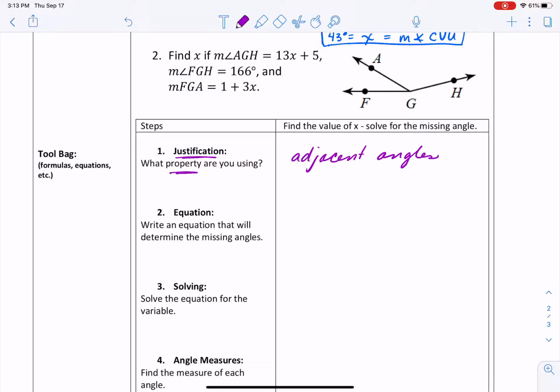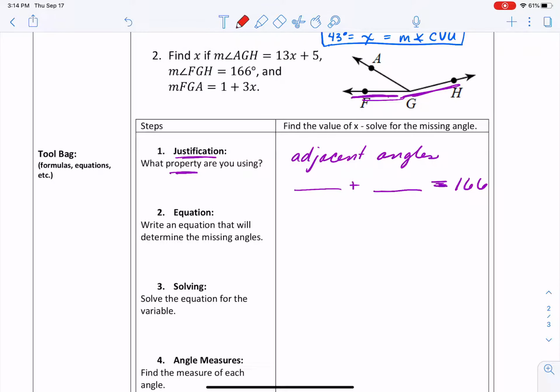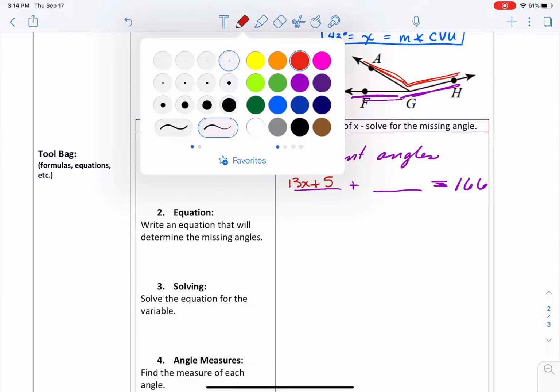That means that two things equal the large angle, which is 166. So the large angle in the picture up here, this purple angle, is 166. The red angle, AGH, is 13x plus 5. And the green angle is 1 plus 3x.